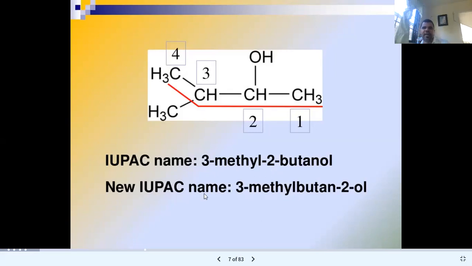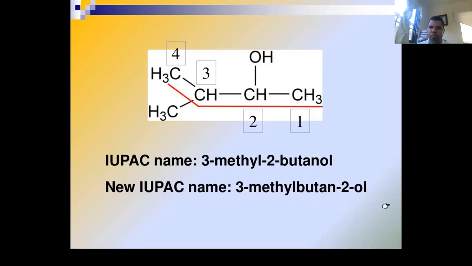Now, lately, they're naming it this way: 3-methyl-butane-2-ol. They are including the number of the carbon in the middle of the name, right before the suffix ol. Okay, both of them are still accepted, but this is what they are pursuing for now. This is what they are using as the most modern name.